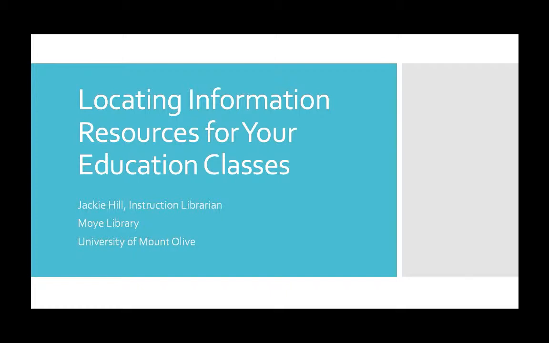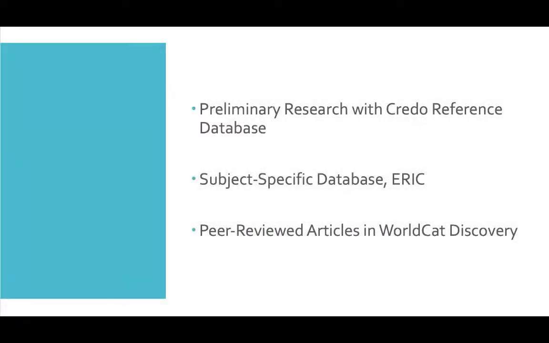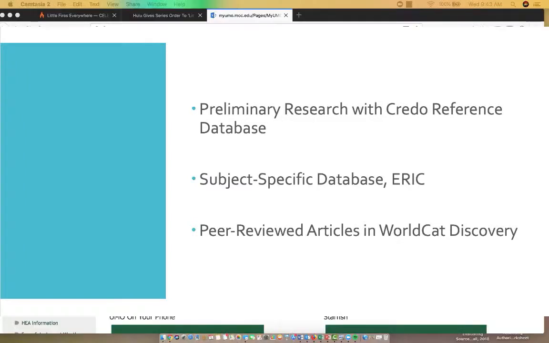Today I'd like to talk to you about locating information resources for your education classes. So we're actually going to do sort of three different things today. We're going to look at doing preliminary research in a reference database like Credo. Then we're going to look at a subject-specific database. The one we're going to look at today is entitled ERIC. And then we're going to search for peer-reviewed articles in Worldcat Discovery.